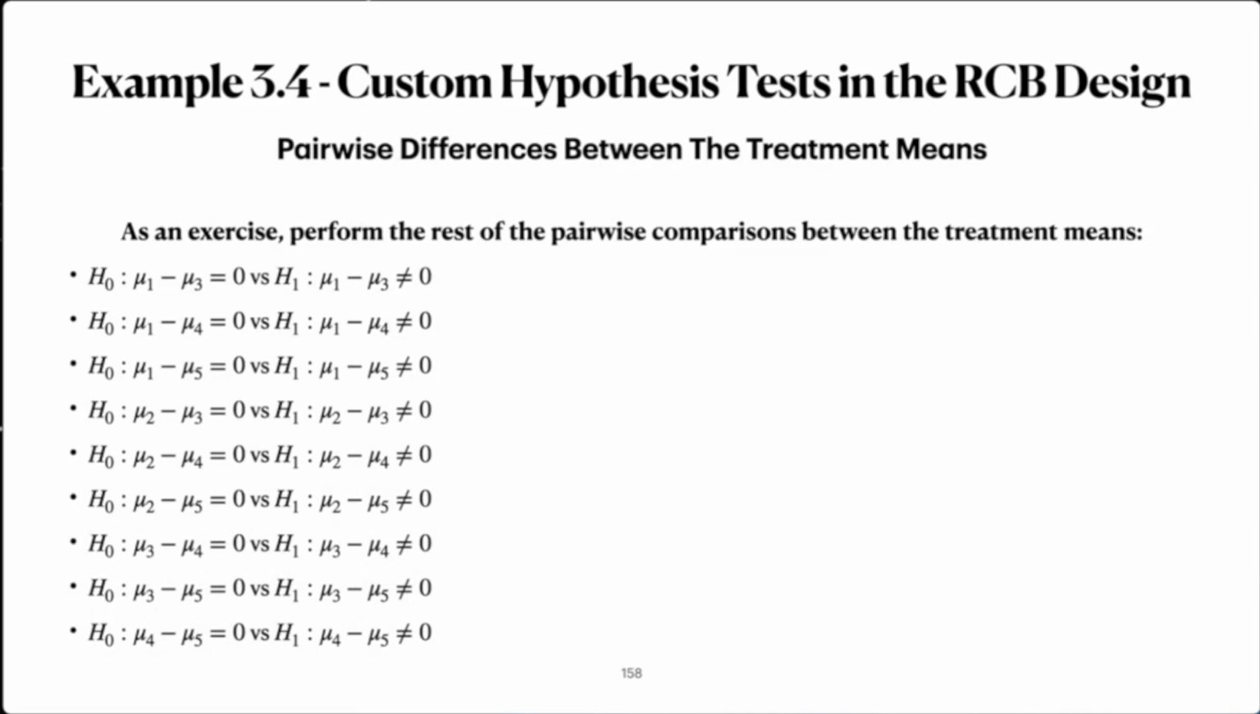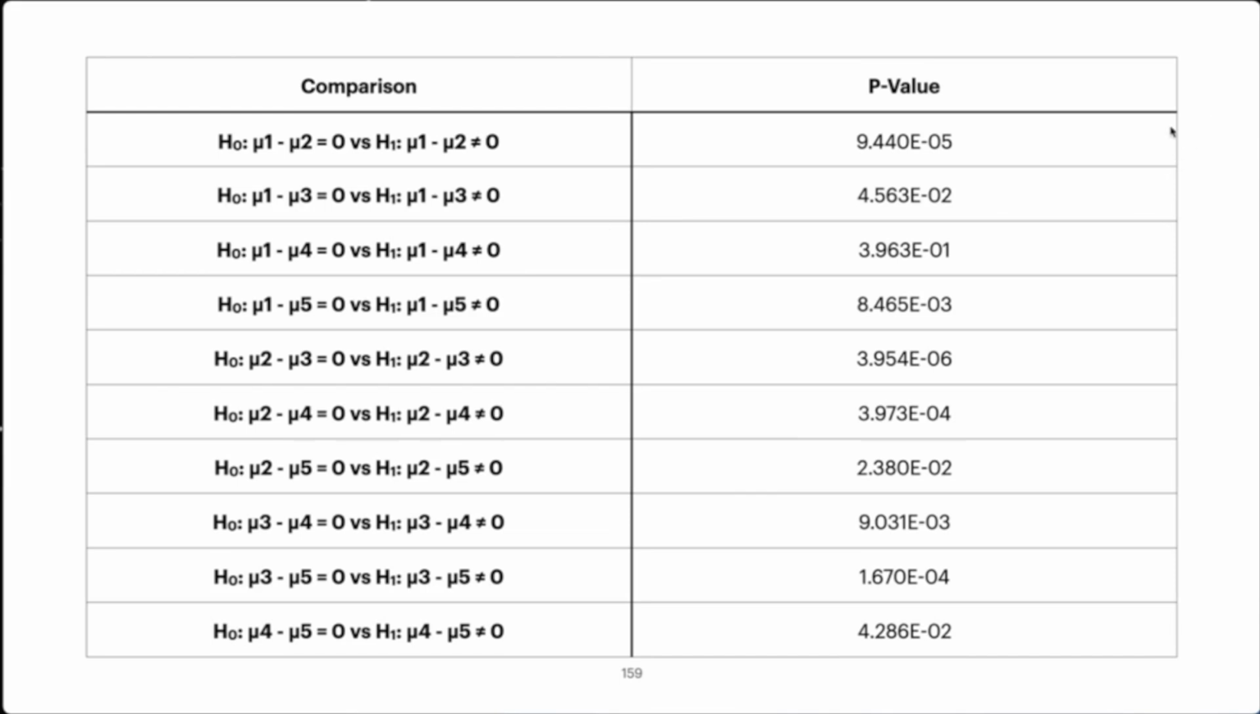Now, as an exercise, what I'd like for you to do is to perform the rest of the pairwise comparisons between the treatment means. So there will be 9 left. If you go ahead and run through these for practice, you'll find that you get these results here. These are the p-values that I've obtained for each of the tests. And you don't have to calculate the p-values. If you would like, you can use the test statistic and critical point method.